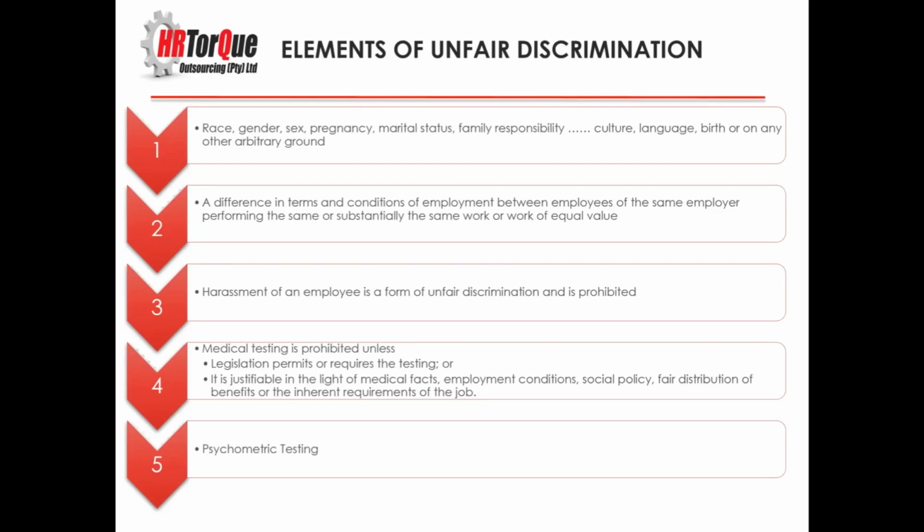Now, when we look at burden of proof, if somebody makes an allegation of unfair discrimination on one of those things that says race, gender, sex, pregnancy, etc., the burden of proof to prove that it was not unfair discrimination would lie with the employer. So the employer would have to justify that it wasn't discrimination, that the discrimination was fair, and that they were justified in the actions.